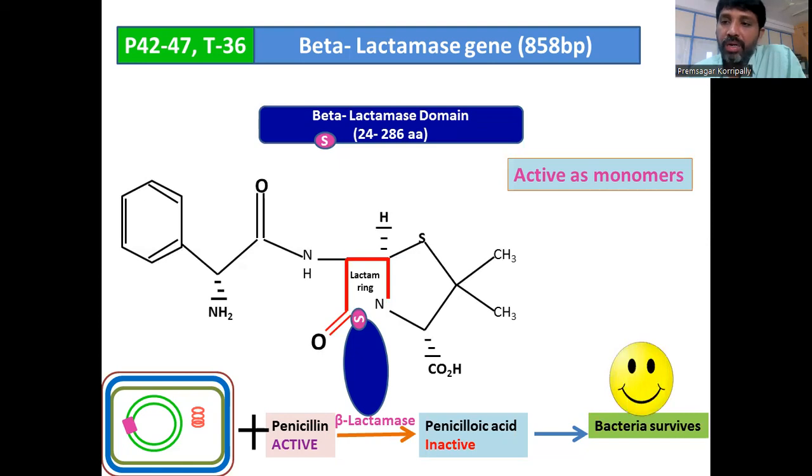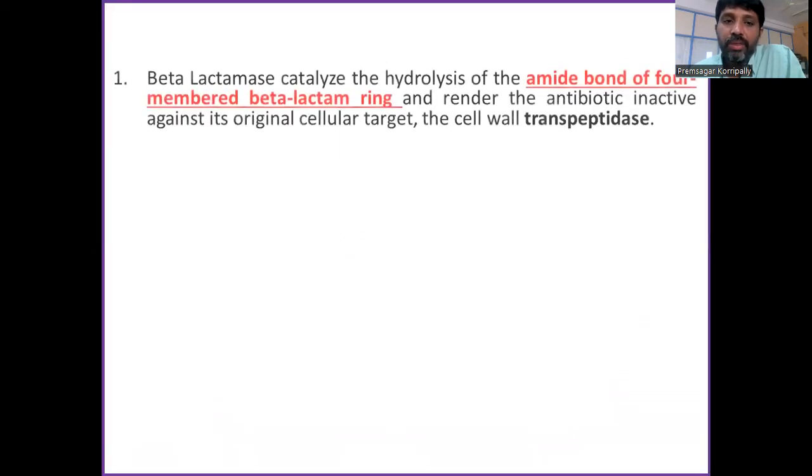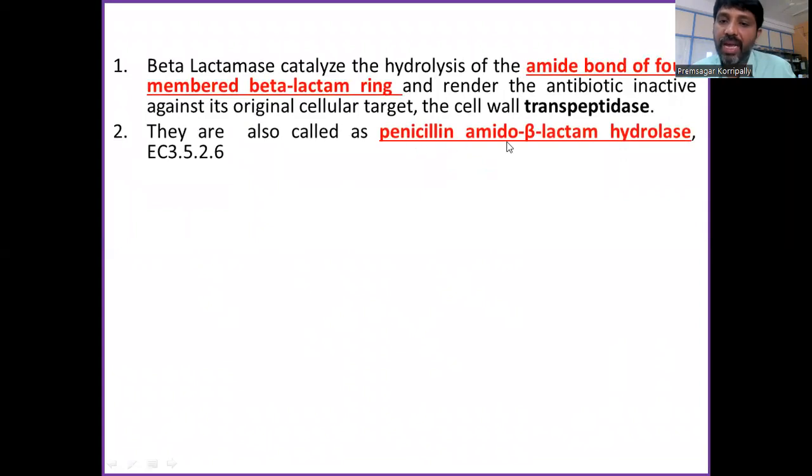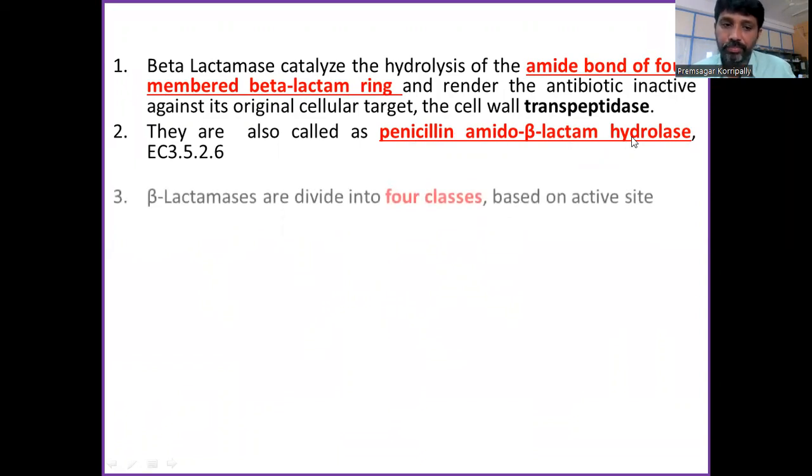Now you will see some other properties of beta-lactamase. Beta-lactamase catalyzes the hydrolysis of the amide bond of the 4-membered beta-lactam ring, as I told you, and renders the antibiotic inactive against its original cellular target, cell wall transpeptidase. It's also called penicillin amido-beta-lactam hydrolase.